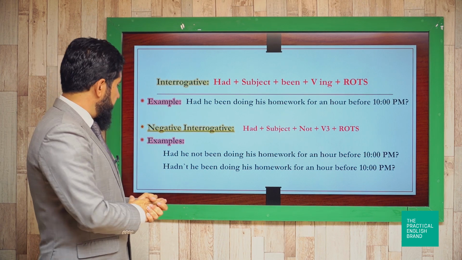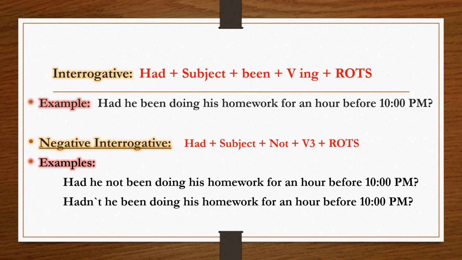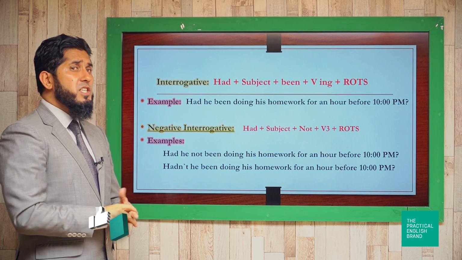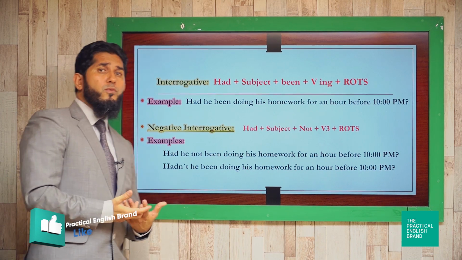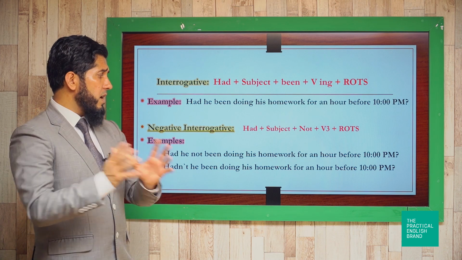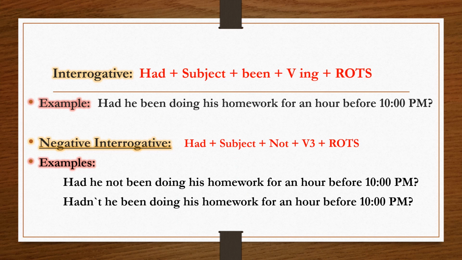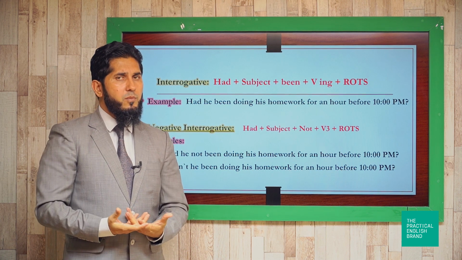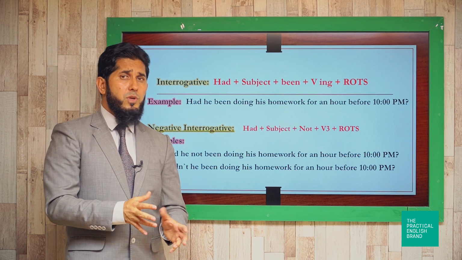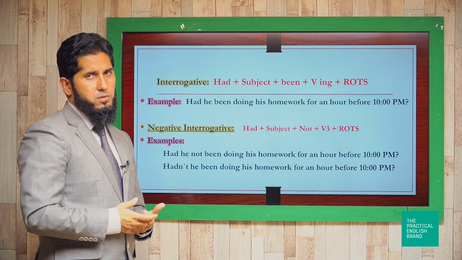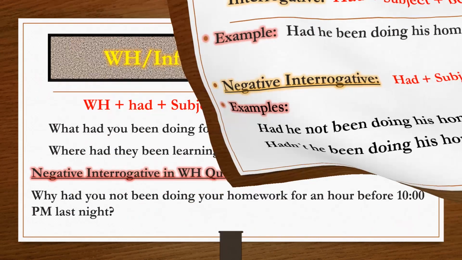So look at these two examples. Had he not been doing his homework for an hour before 10 p.m.? So this is negative interrogative. But keep in mind that in spoken English, in daily spoken English, the short form is most commonly used, that I brought in the last example. Instead of had he not been doing his homework, you say, hadn't he been doing his homework for an hour before 10 p.m.? Or hadn't you been teaching English for many years before you came here? Or hadn't you been living in Pakistan for several years before you came back to the country? So this is how we use interrogative or negative interrogative structures or sentences using past perfect continuous tense.